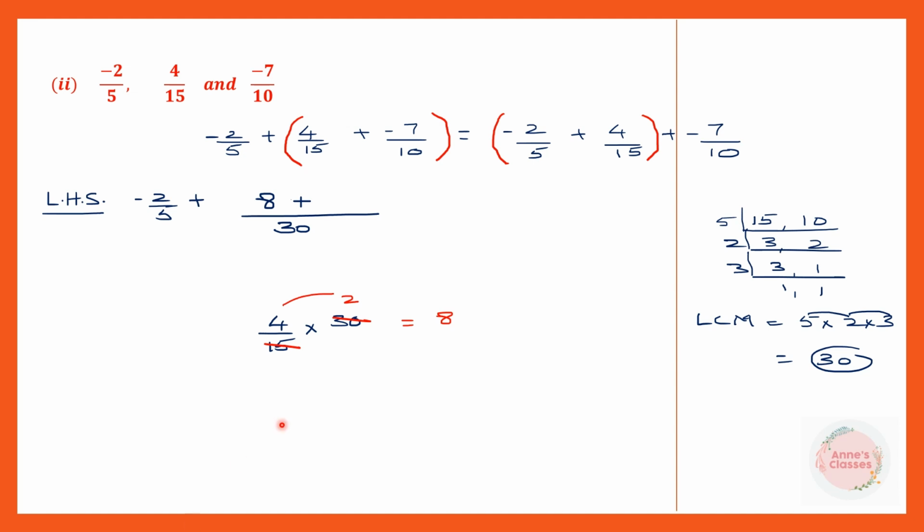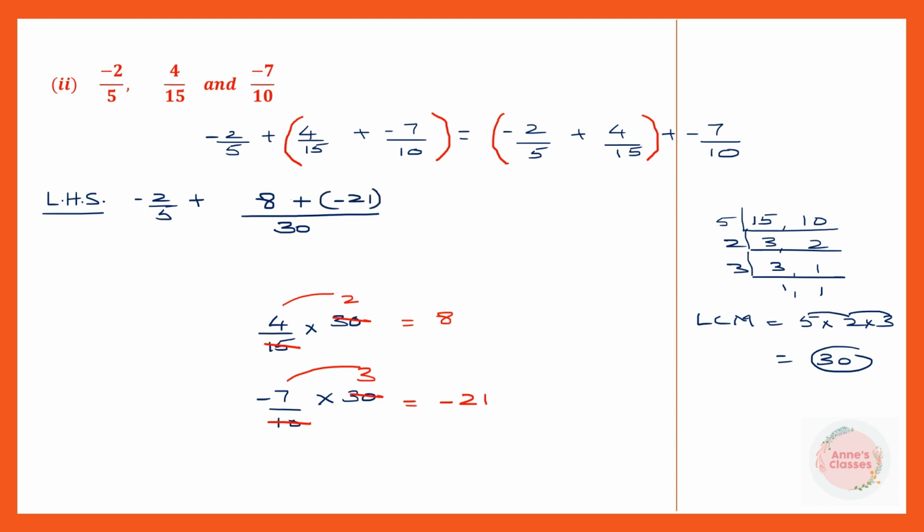Now I'm going to take the second rational number minus 7 by 10 and write it just like this. So that is going to be minus 7 by 10. And I'm going to multiply it with the LCM, 30. Now cancel 10 and 30. 10 3s are 30. Now multiply the numerators. Minus 7 into 3 is minus 21, which I can write here, minus 21.